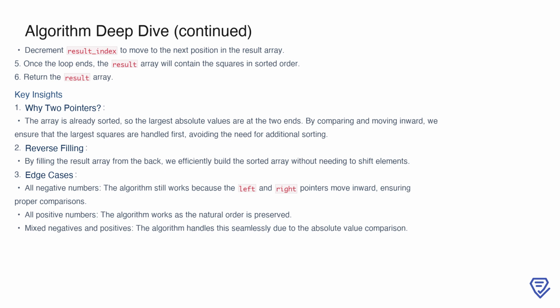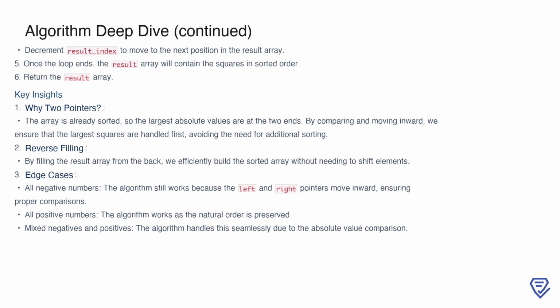The two-pointer method is particularly efficient because it avoids the need for additional sorting by taking advantage of the input array's sorted nature. The design of this approach is rooted in three key insights. First, the use of two pointers is effective because the largest absolute values are guaranteed to be at the two ends of the sorted array. This allows us to systematically handle the largest squares first. Second, filling the result array in reverse order eliminates the need for shifting elements or additional sorting steps. Finally, the algorithm handles various edge cases seamlessly.